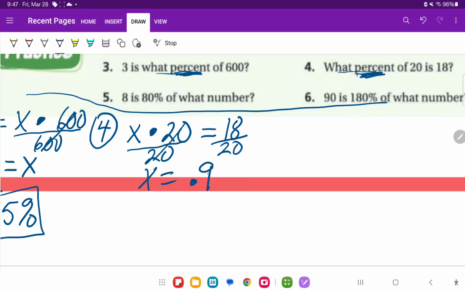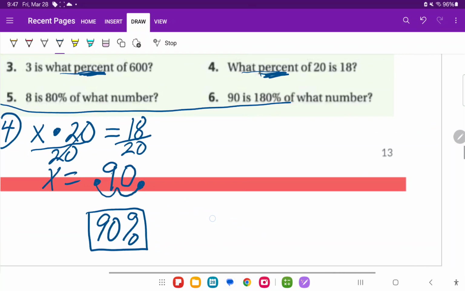Now since it's a percent, we have to move the decimal 2 places. 1, 2. So I need my decimal here. That means I have to add a 0. So it's 90%. And I don't have to write the trailing decimal at that point. All right, so we had to add a 0 to be able to make it into a 90. So that's 90% on that one.